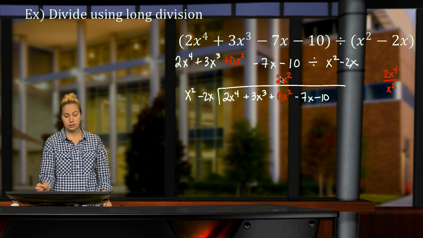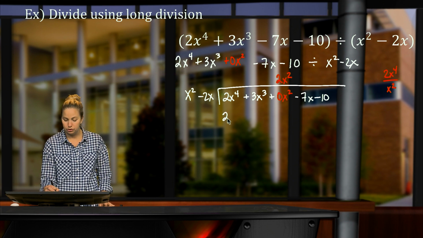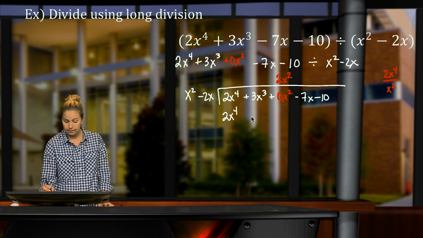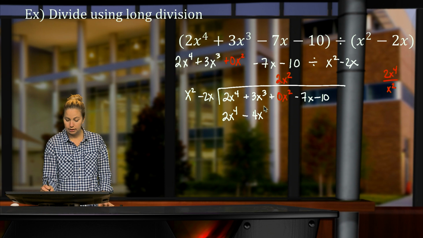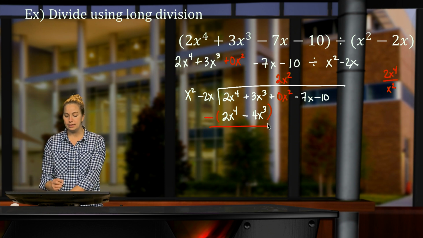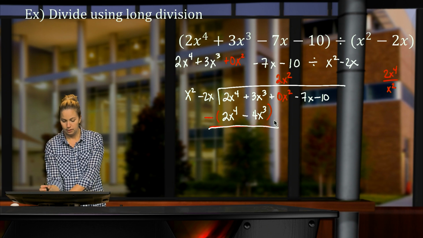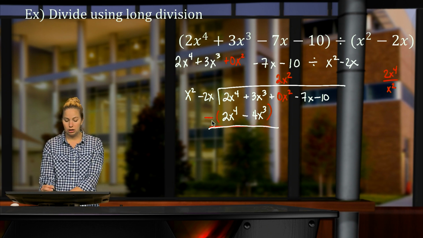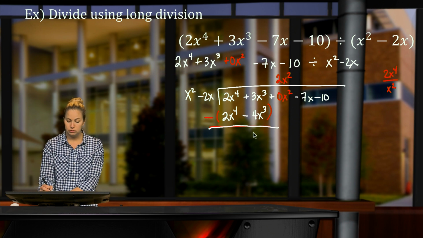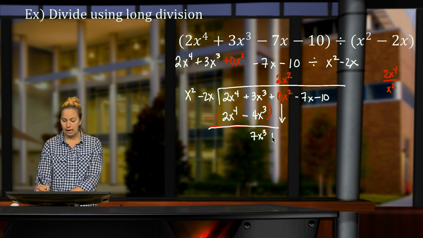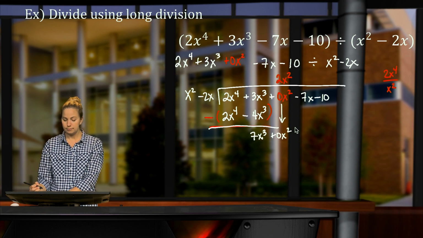We multiply 2x squared by x squared minus 2x. 2x squared times x squared is 2x to the fourth. 2x squared times negative 2x is negative 4x cubed. I'm subtracting the whole thing, so I make sure I add my parentheses. 2x to the fourth minus 2x to the fourth is 0. 3x cubed plus 4x cubed is 7x cubed. And then I bring down my 0x squared.